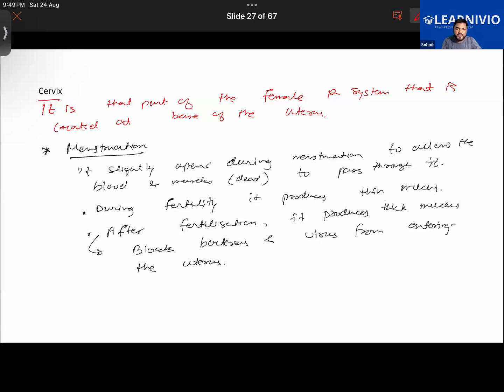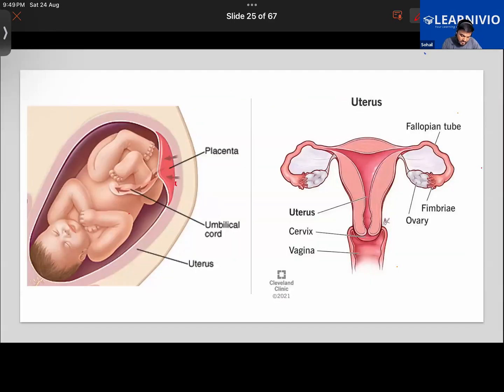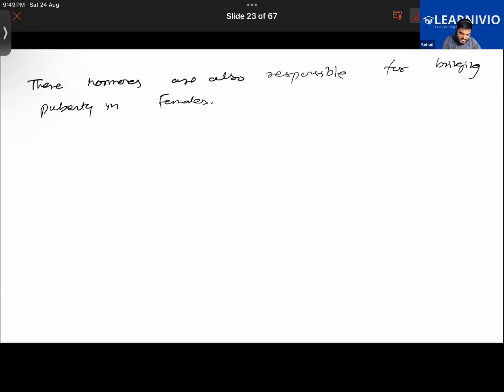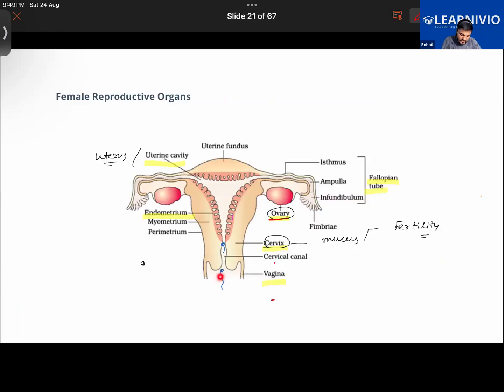Now talking about the function of the vagina. Basically, this is a muscular tubular structure. This is a canal-like structure, as we can see over here, and we can extend it further. It allows all the menstrual liquid, all the menstrual waste, to pass through. Getting it now? That is the main function of the vagina.